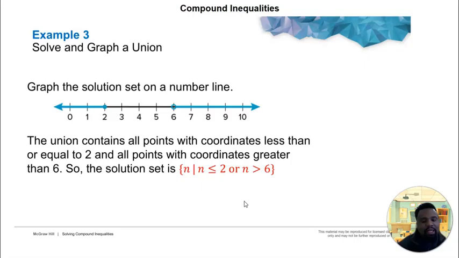And so graphically, n is less than or equal to 2, closed circle on 2 going to the left, n greater than 6, open circle on 6 going to the right.